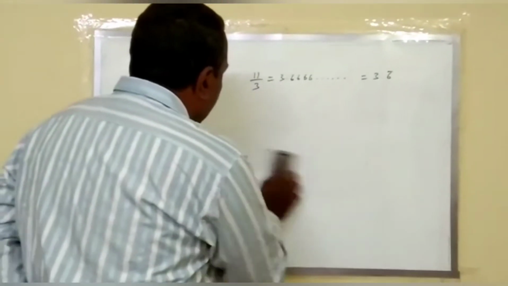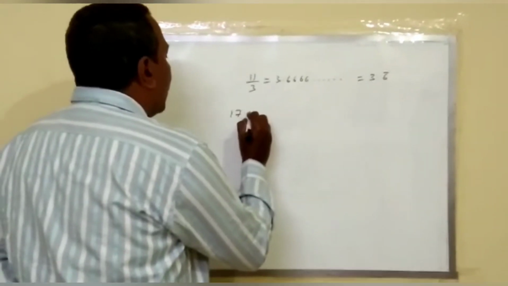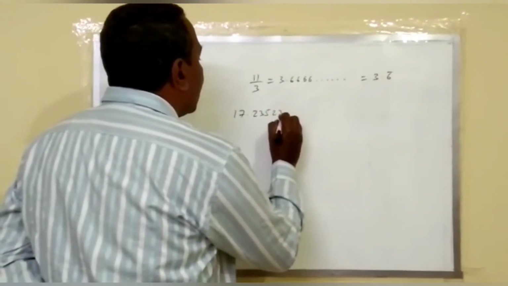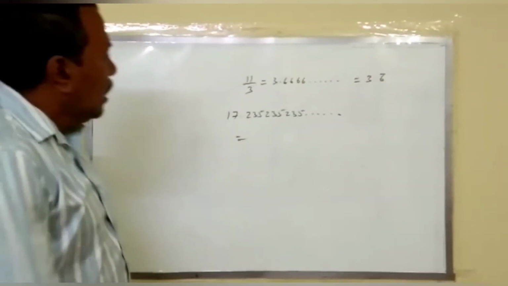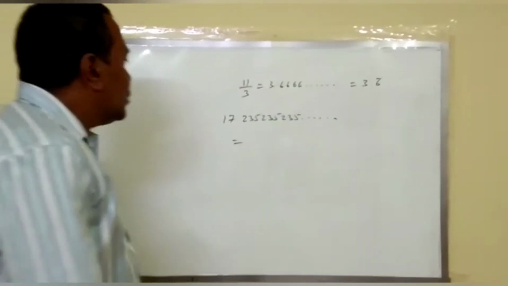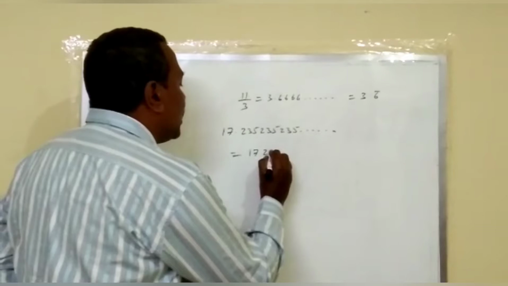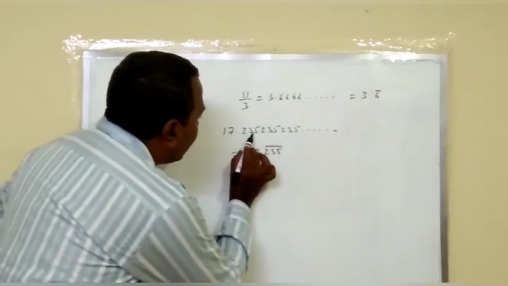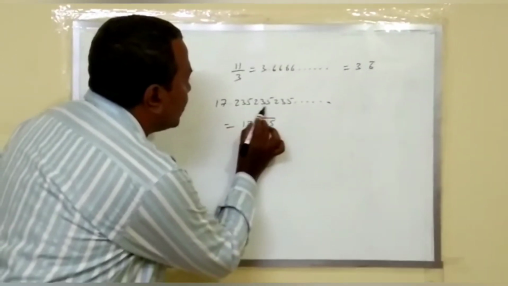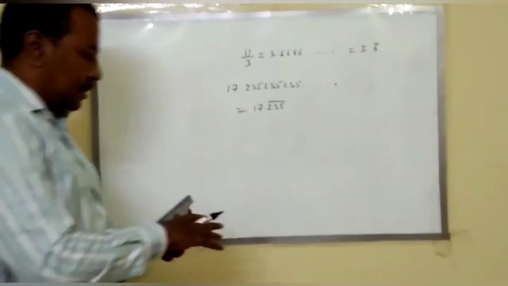I'll show you some more examples. For example, if I write 17.235 and so on, how can you write this in short? This is a non-terminating repeating decimal. 17.235 bar. Because this 235 after the decimal point is repeating continuously without any end. That's why I put a bar over 235.